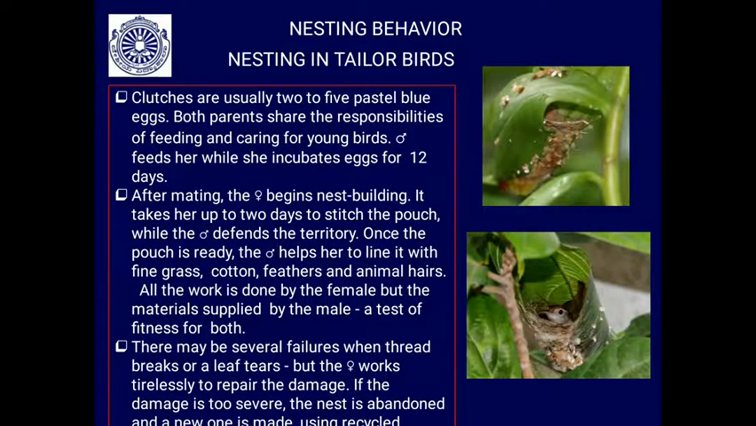Clutches means the egg case, or else the cup-shaped structure of the nest which is holding the eggs. The clutch is usually 2 to 5 pastel blue eggs. The egg color is pastel blue, and both parents share the responsibility of feeding and caring for the young birds.